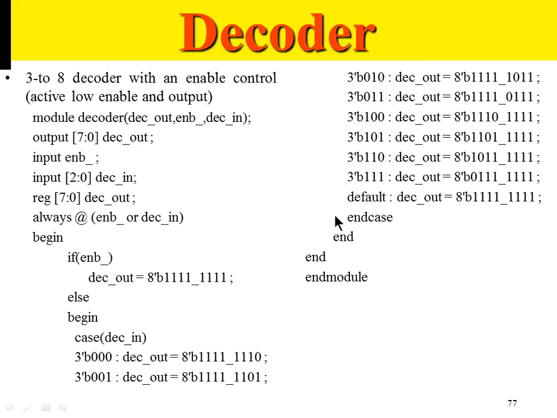For a case statement, there should be a default. Default: all outputs are deactivated. DC out equal to 8'b1111 1111 means all outputs are deactivated. End the case statement, end the else block, end the always block, and end the module.